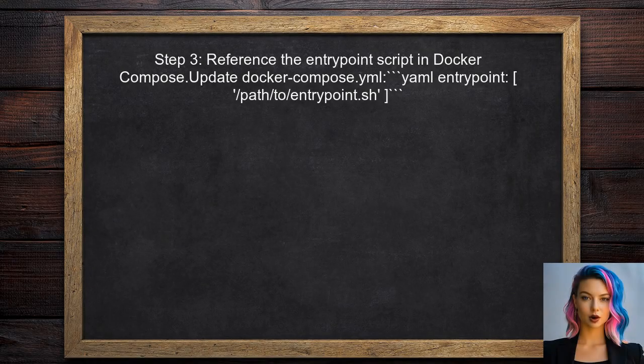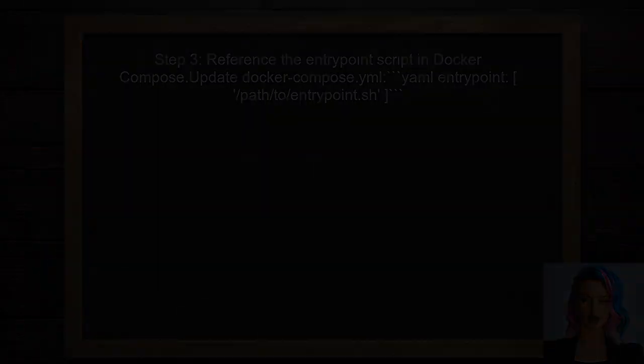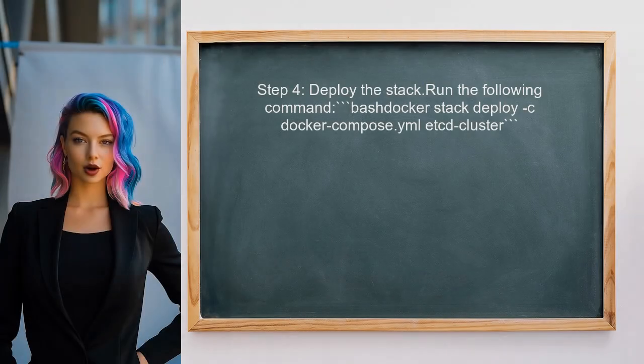This can be done by using an entry point script that sets the etcd initial cluster variable dynamically based on the container names. After setting up the entry point script, the user should ensure that the script is executable and referenced in the Docker Compose file. This allows the etcd containers to start with the correct configuration. Finally, the user can deploy the stack using Docker Compose. This will create the etcd cluster with the specified configurations, allowing it to self-configure automatically.